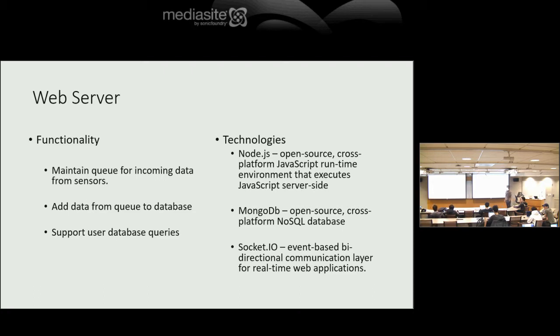Okay, so the web server is going to have a queue for bringing in all of the faces that have been recognized, and then pull the images off the queue and put them into a database, and then support queries from the user to view different information. So I'm going to use Node for the server and a MongoDB database, which we've heard about plenty, and then I think I'm going to use socket.io as it's an event-based bidirectional communication layer for real-time web applications.